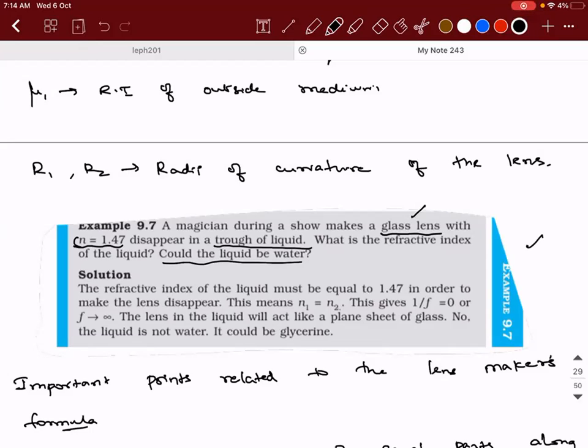In the third case, the lens, initially if it is a concave lens, will become a convex lens, but it will still appear, meaning we will still be able to see that lens. But what did they say here? They told us it disappears. So if it has to disappear, then it has to be immersed into a medium of exactly the same refractive index as that of glass.